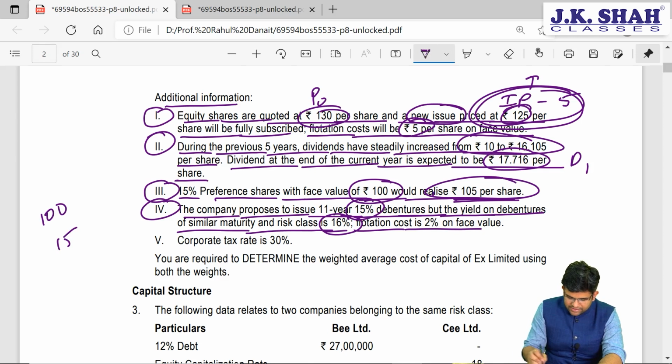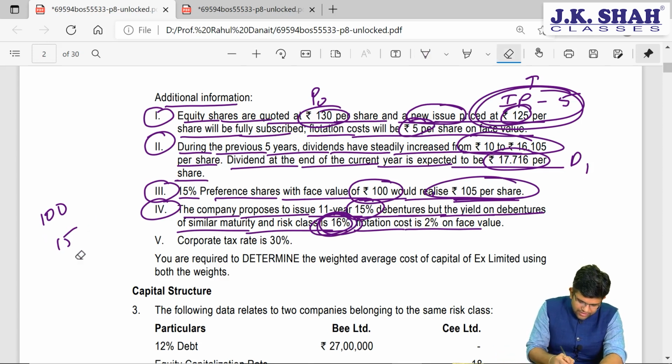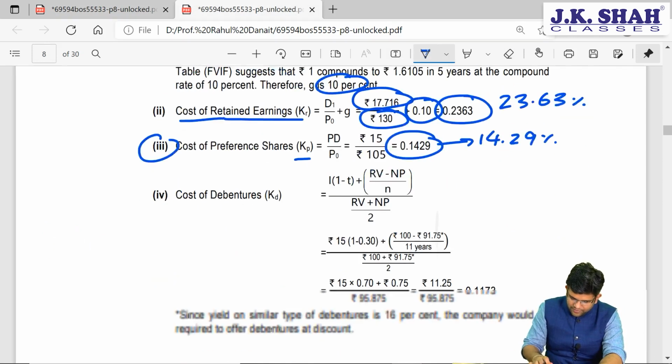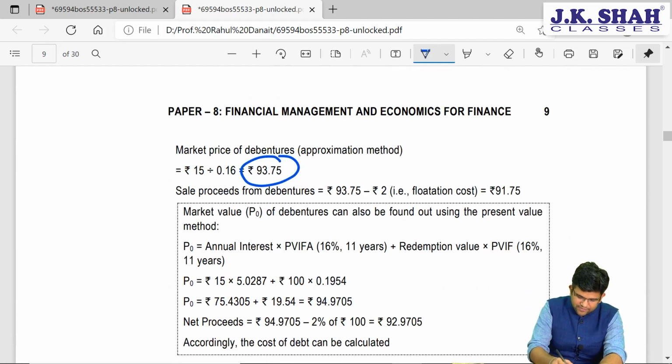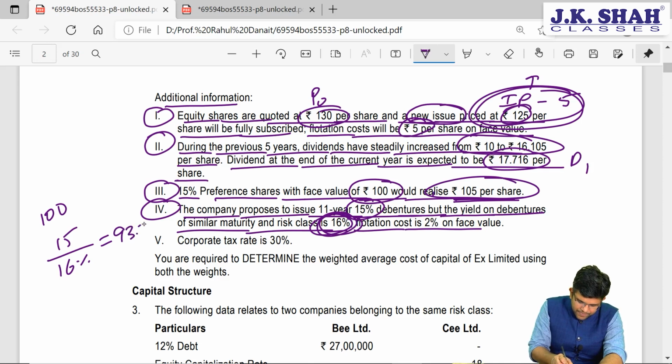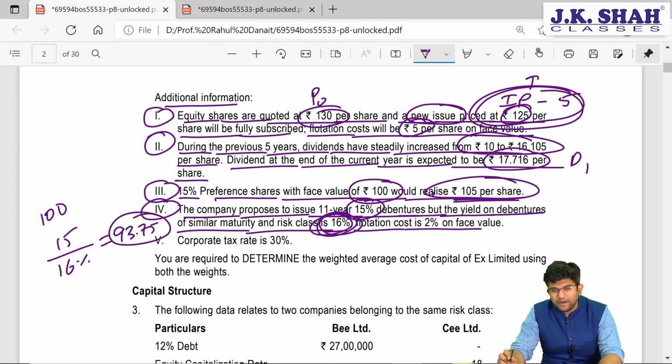But then investors are saying, you know what, we receive 16% outside, so if we invest, we will get a 16% return. Therefore, in order to make this 15 rupees coupon attractive to these investors, the issue price of this debenture should be 15 divided by 16%. And if you divide 15 by 16%, students, what you get is 93.75, correct? 93.75. What is the logic of 93.75?